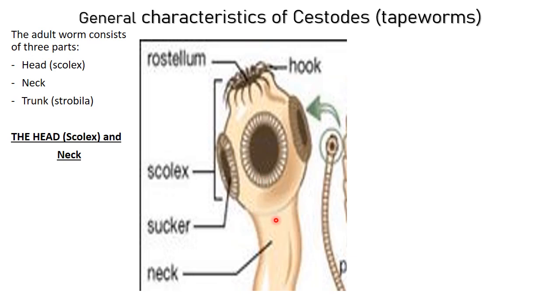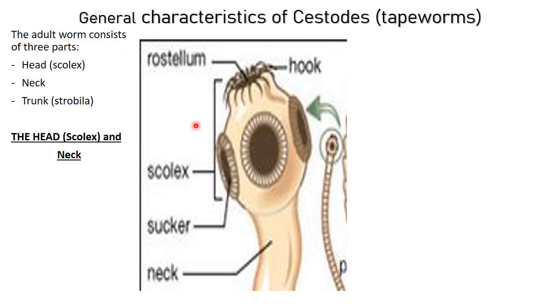Now let's look at the neck. What's the function of the neck? The neck has stem cells that are responsible for regenerating the proglottids. Remember, the neck is just an intermediate part between the head and the body or strobila. The body contains the proglottids, and it is the neck that contains the stem cells that are responsible for continuously regenerating the proglottids of the body.